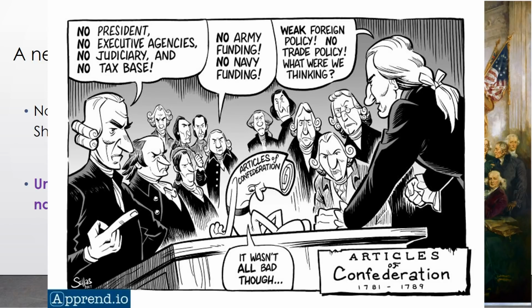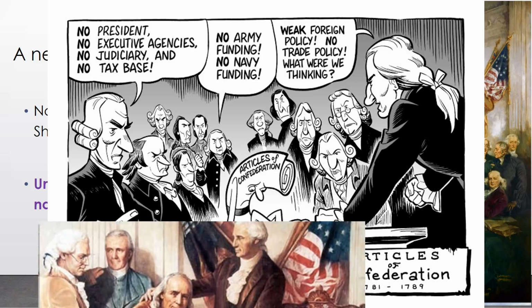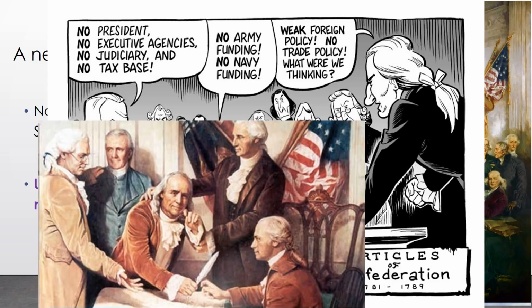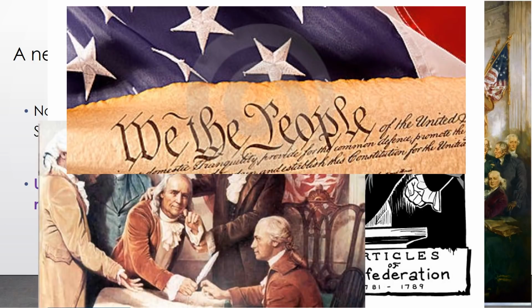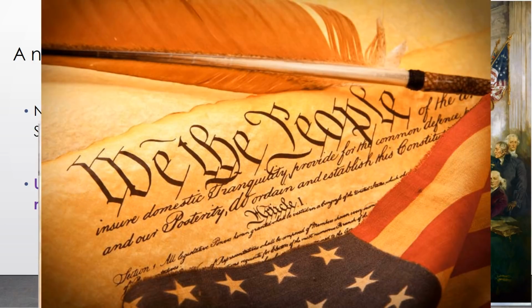Initially, the representatives showed up with the expectation to fix the broken Articles of Confederation, but they left having changed their entire system of government completely. And this effective government system is what we still have today, known as the U.S. Constitution, the law of the land.